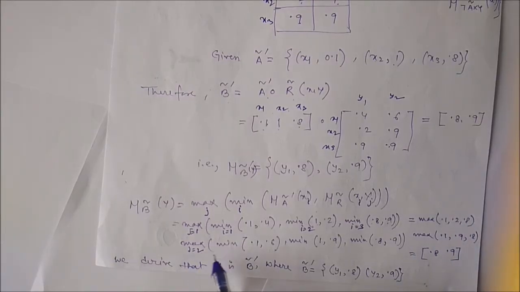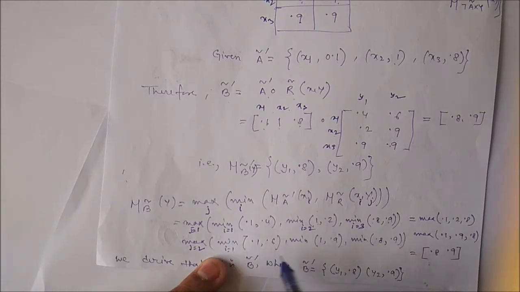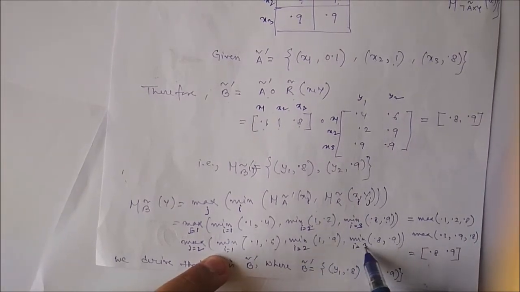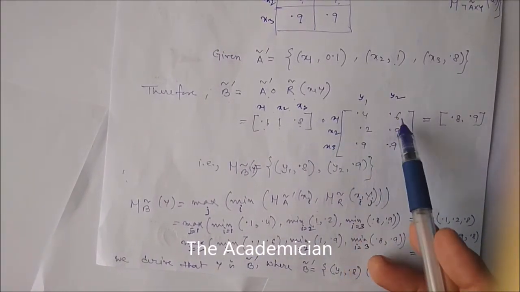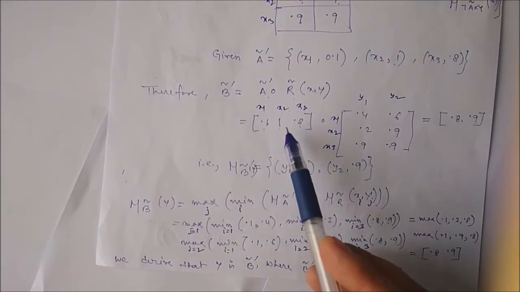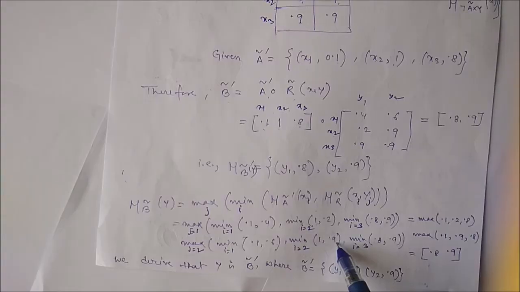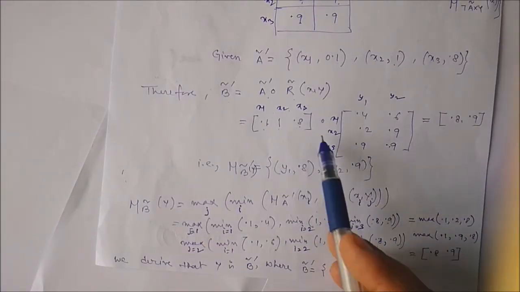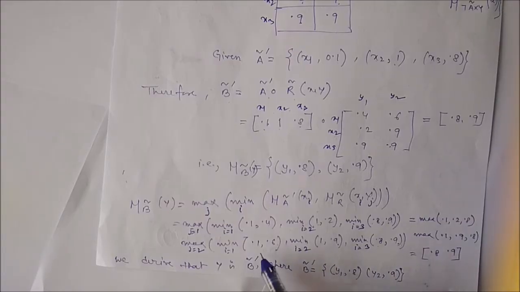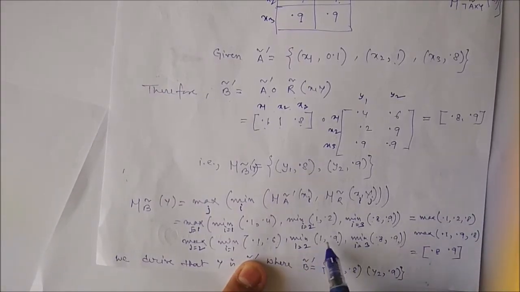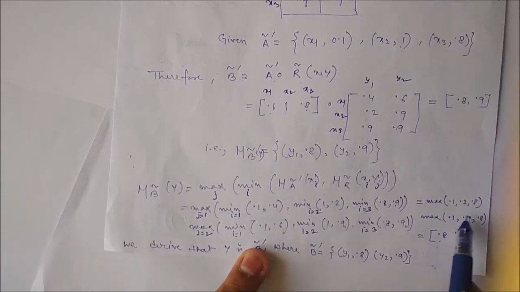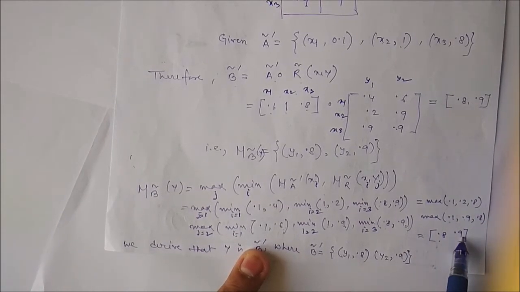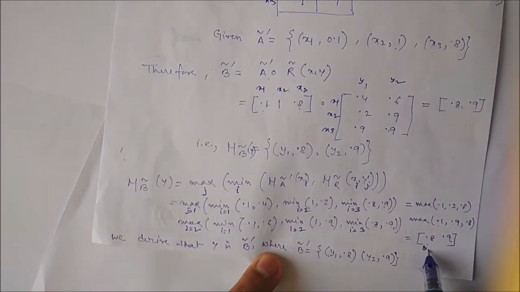Similarly, if j is equal to 2, then i will be 1, 2, 3. So x1 is 0.1 and x1 y2 is 0.6; x2 is 1 and x2 y2 is 0.9; x3 is 0.8 and x3 y2 is 0.9. The minimum between 0.1 and 0.6 is 0.1, between 1 and 0.9 is 0.9, and between 0.8 and 0.9 is 0.8. The maximum of 0.1, 0.2, 0.8 is 0.8, and the maximum of 0.1, 0.9, 0.8 is 0.9. So this is for y1 and this is for y2.